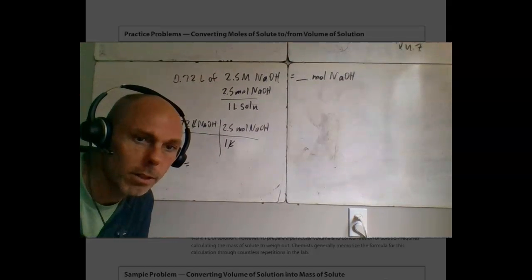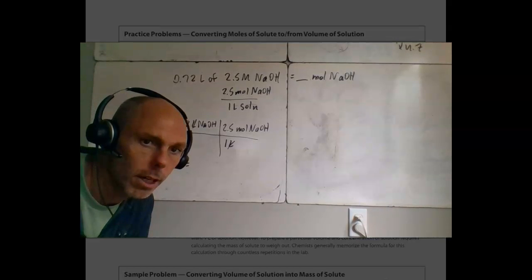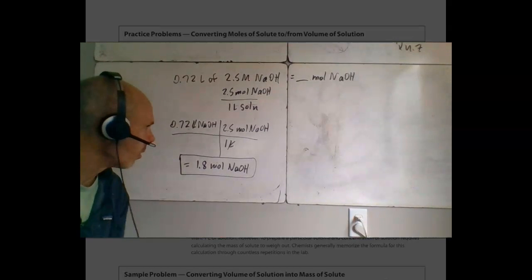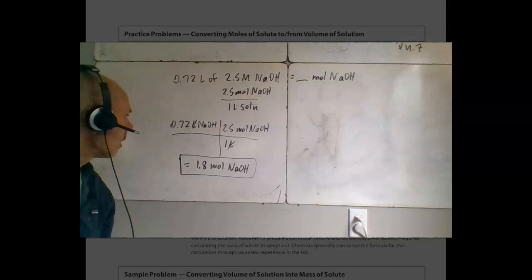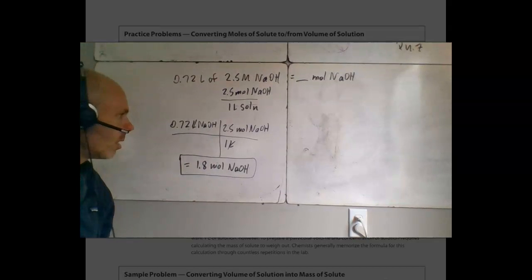Maybe take a moment to do that and see if you got the same answer as I did. So I got 1.8 moles of sodium hydroxide by multiplying these two numbers together. And notice I've got 2 sig figs in my answer because both of these numbers had just 2.